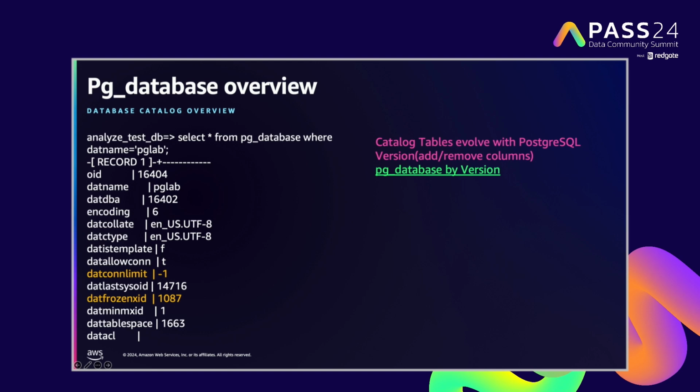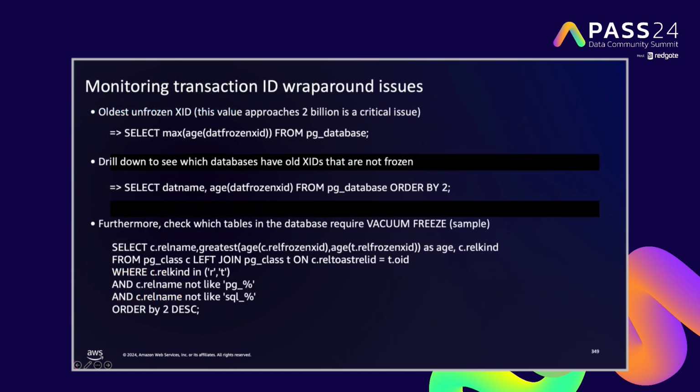I talked about some of these columns. You can see that there is a dat prefix for all the columns, and datconnlimit is the concurrent connection limit. Then datallowconn: if, let's say, you want to stop a particular database from accepting connections, we can just set datallowconn to false, and that particular database will not accept any connections. We can just block connections if that's a requirement. The frozen transaction ID we will look at next.